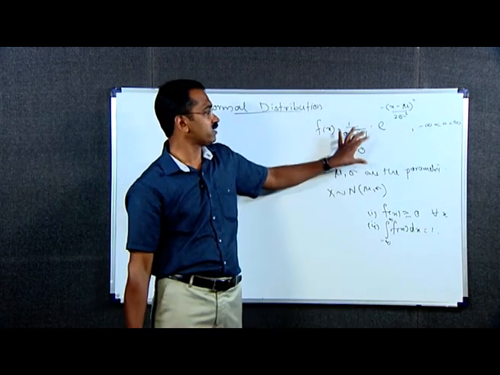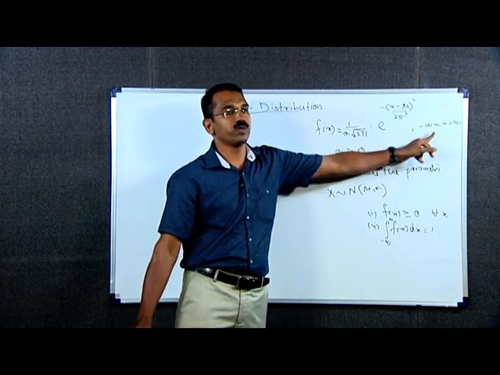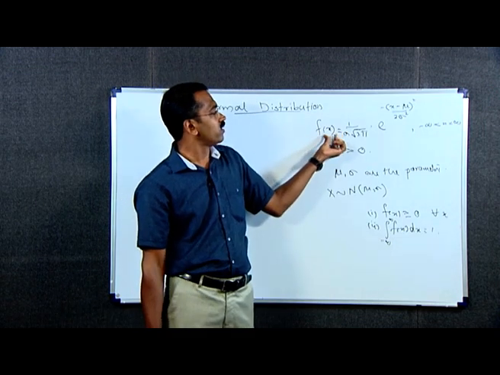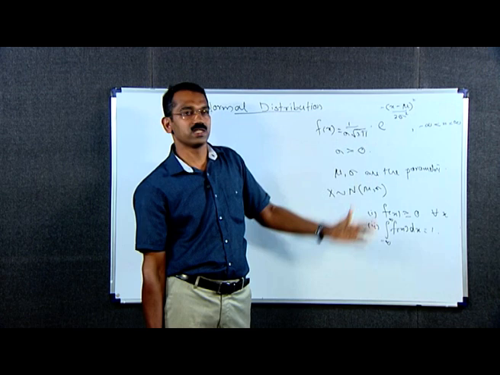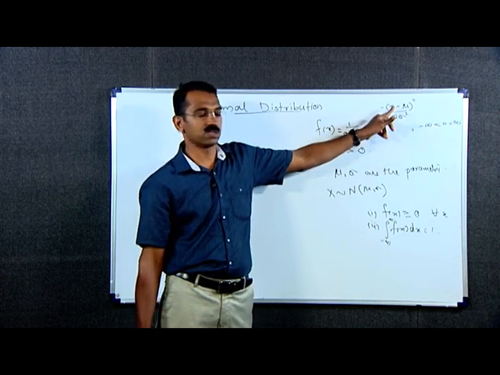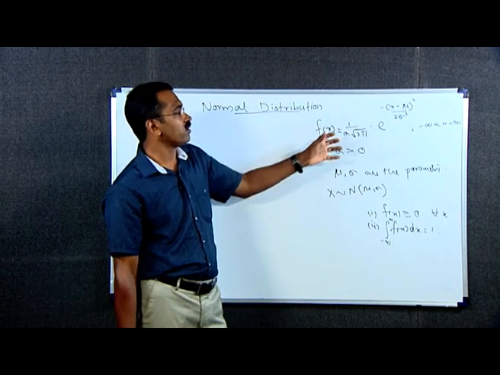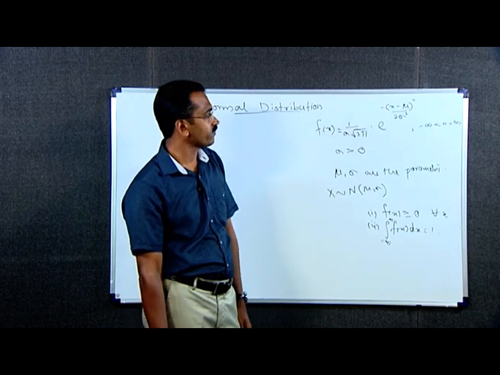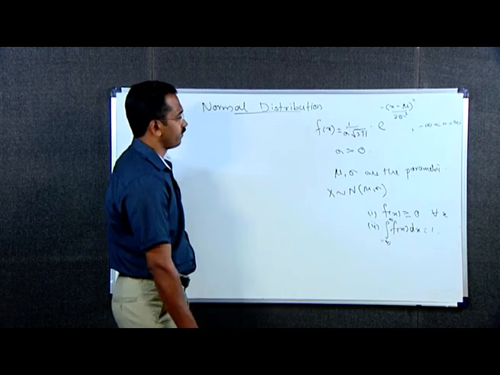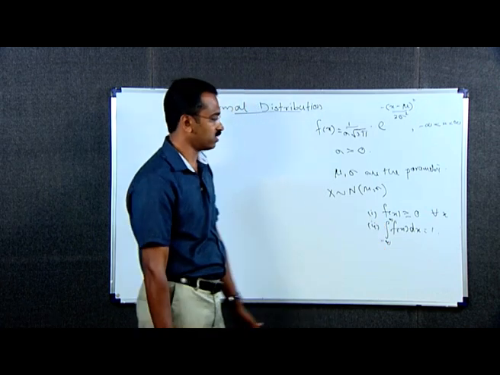Here the first condition is satisfied because if we put x in between minus infinity and infinity, this function is always greater than 0. This is the exponential function, which is always greater than or equal to 0. Now we have to verify the second condition.